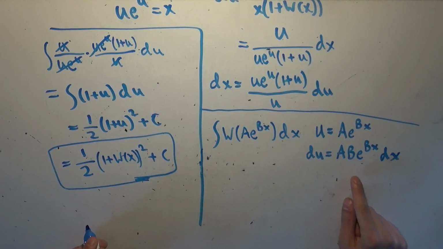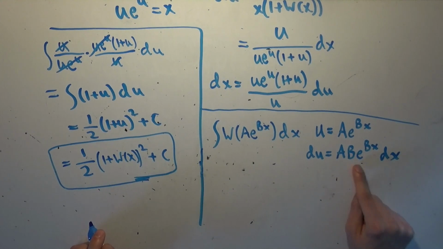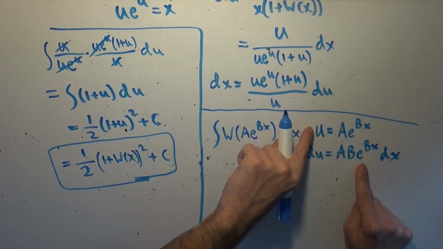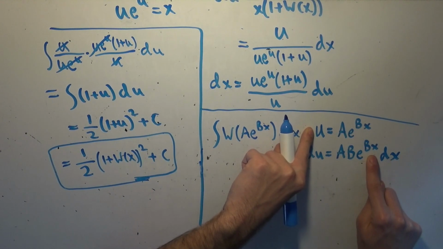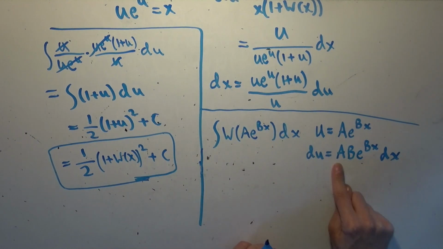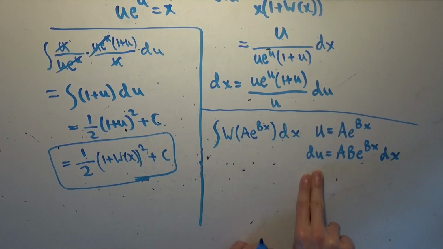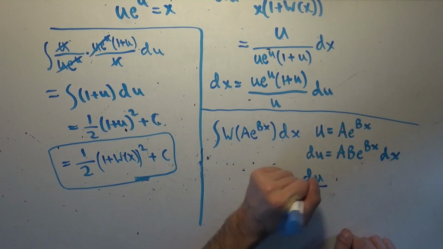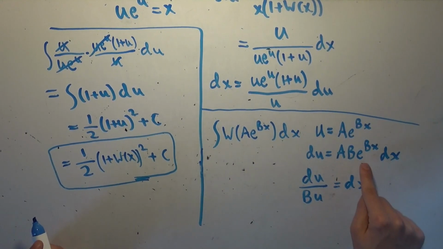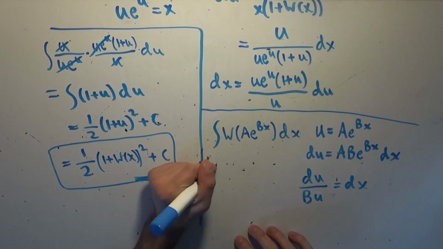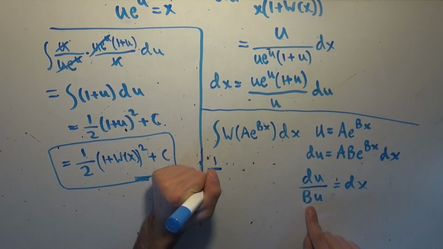But what is this thing right here? This is actually b times u, right? Because u is a times e to the bx, and that's a times e to the bx right there, times b. So this is just b times u, which means we can just divide that over, and we get that du divided by b times u is equal to dx, right? Because a times e to the bx is u, and then we're just multiplying by b. Replacing all of those things, we end up with, I can pull 1 over b out to the front, right?